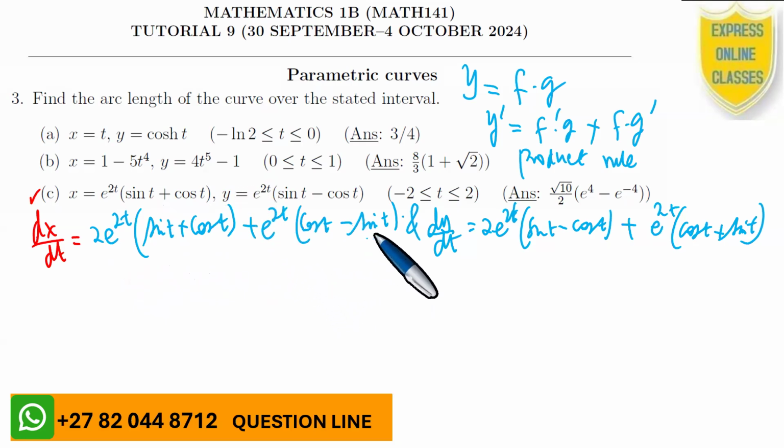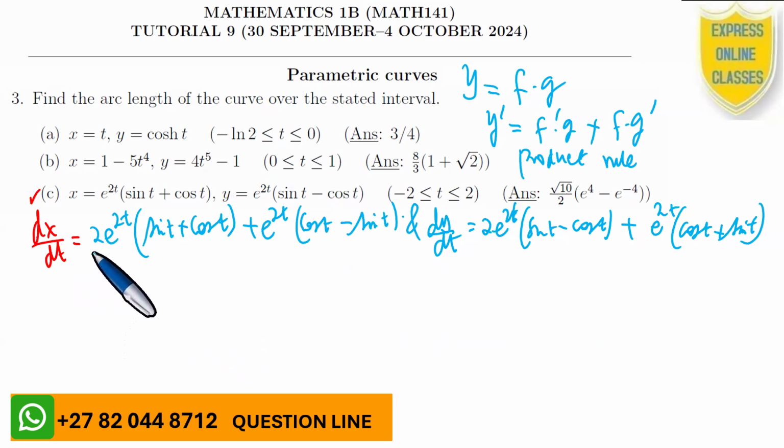Simultaneously, you need to find dy dt. The derivative of e to the power 2t is 2e to the power 2t. So by the chain rule, we found the derivative of e to the power 2t. Then we keep the sine t minus cosine t constant. Then e to the power 2t, the derivative of the sine becomes the cosine. The derivative of the cosine becomes minus sine. But minus minus becomes plus.